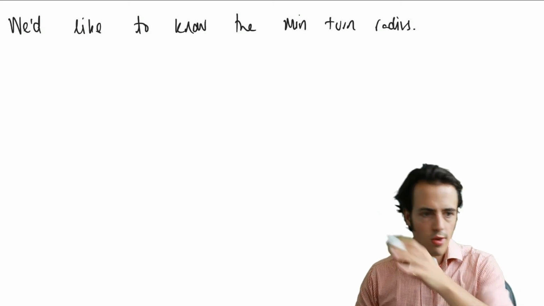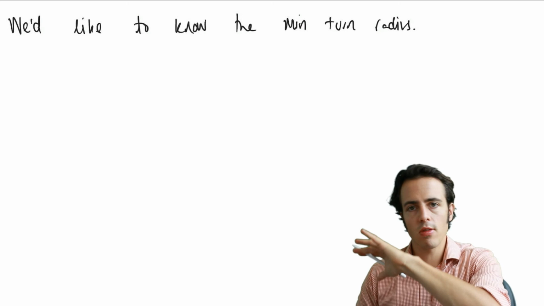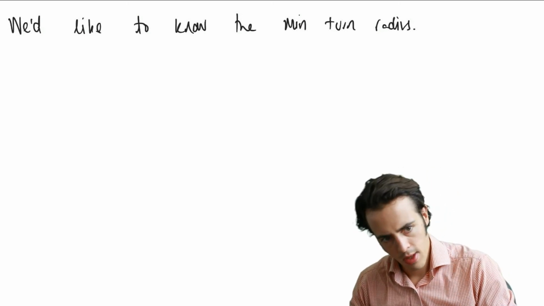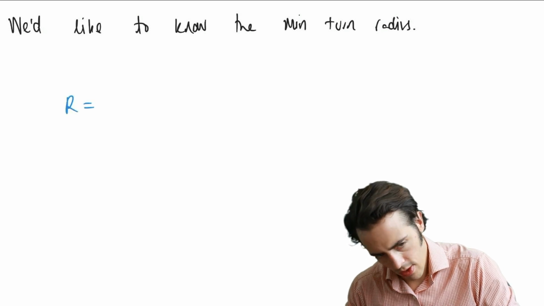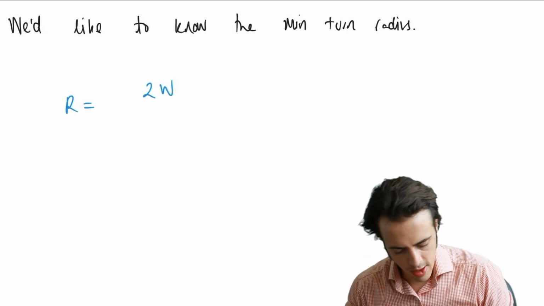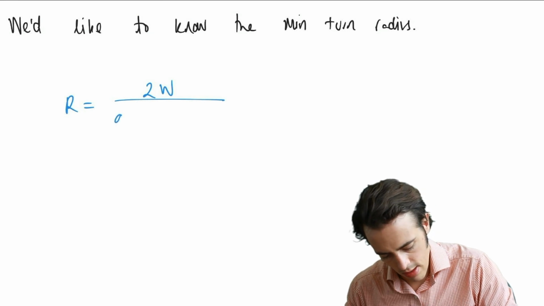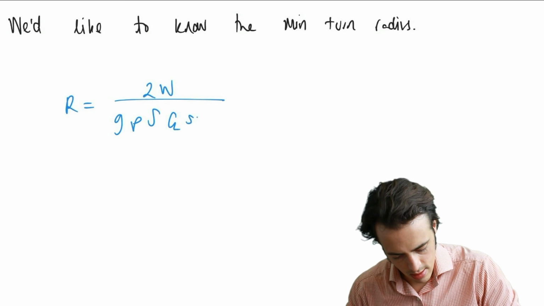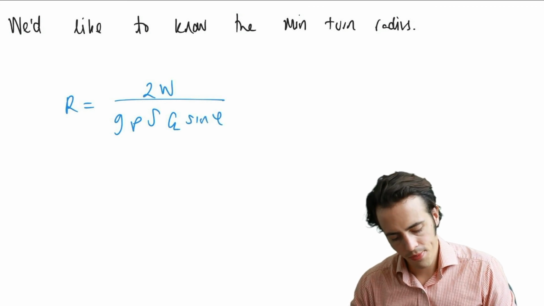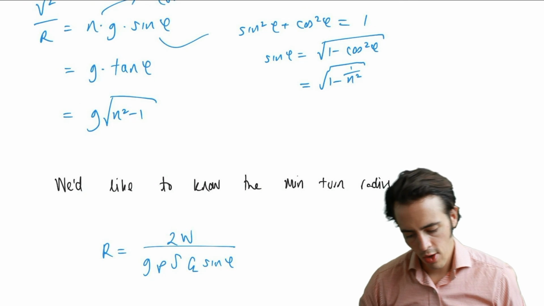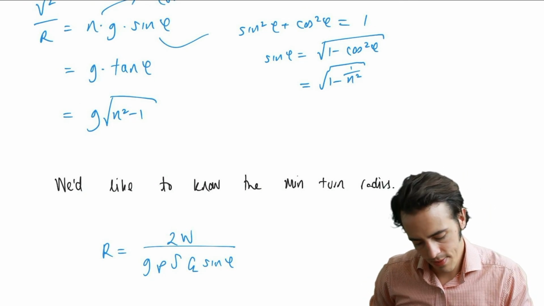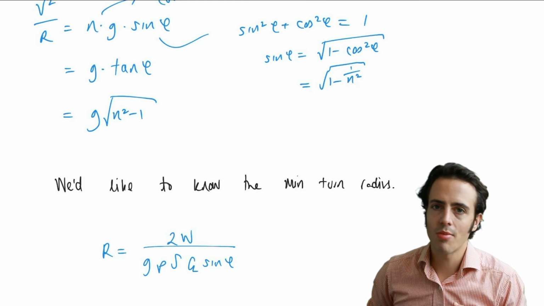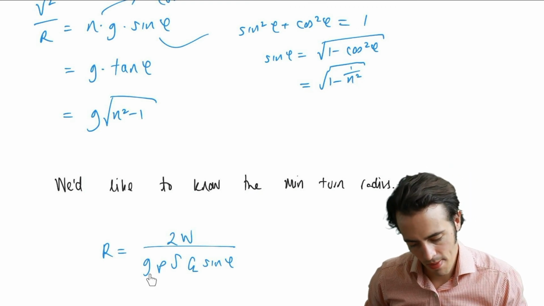So we can take one of those expressions and we can just substitute the lift for the weight, and then we can use the definition of the lift coefficient. So we can say that R is equal to 2W divided by G rho S CL sine phi. So this just comes from using the expressions that we've got up here and then substituting the velocity from the lift coefficient into these expressions.